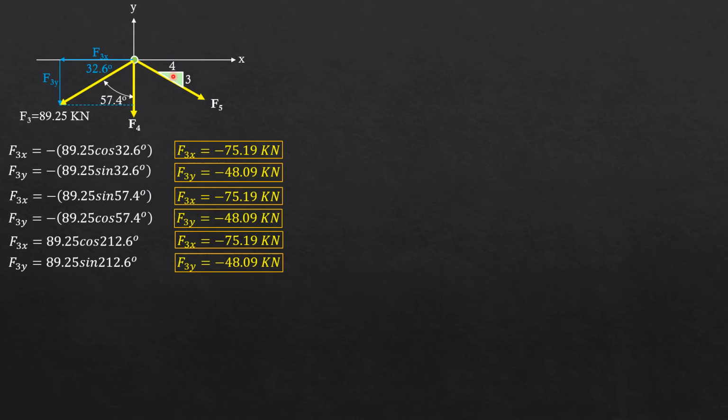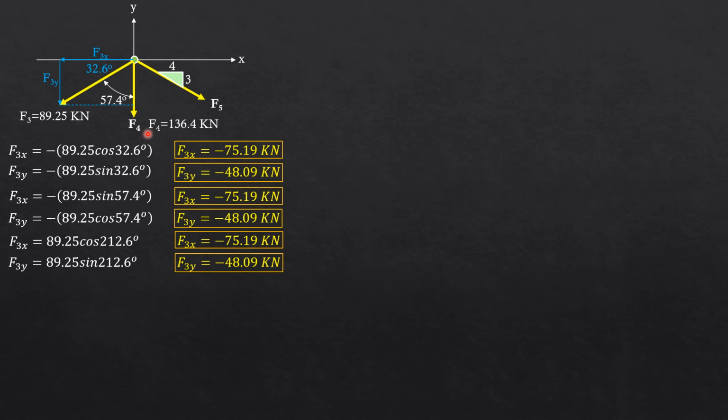In terms of the negative angle, negative 90 and negative 57.4, that's negative 147.4. I will leave that to you to show that these are really the components. So the angle, if it is expressed in terms of negative angle, it is negative 147.4. Then for F4x, since F4 is directed downward, there's no movement horizontally.